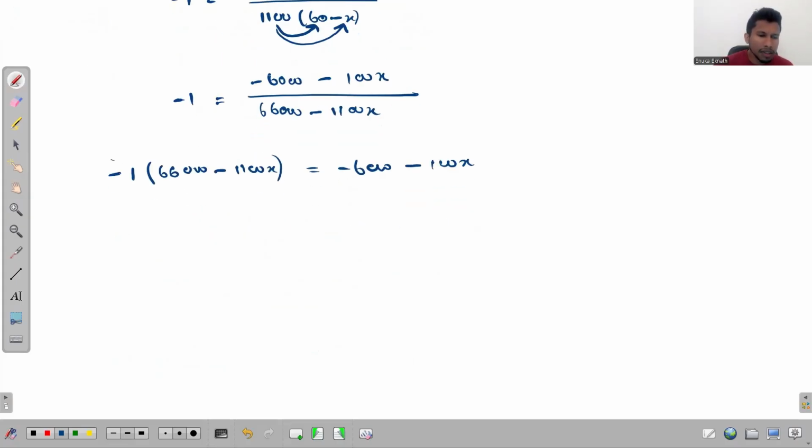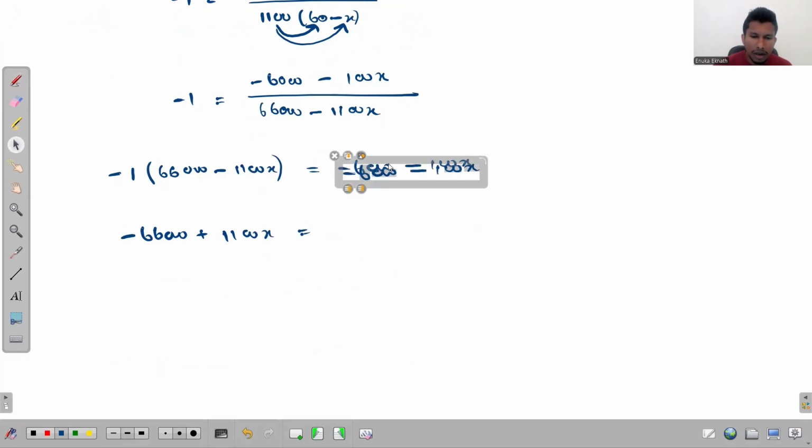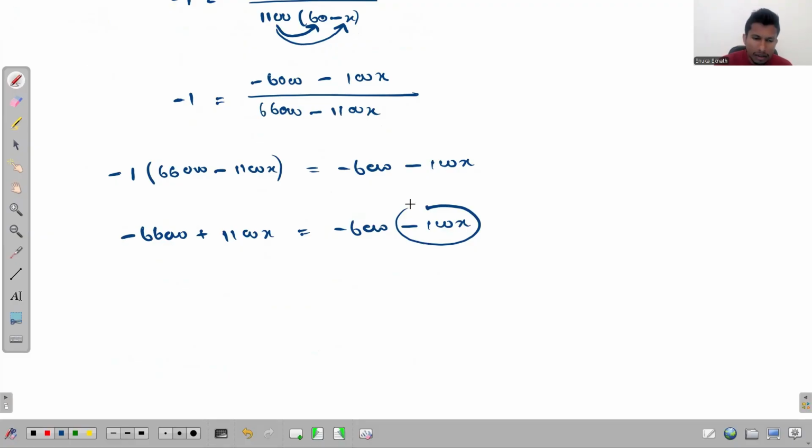Next, what happens when you multiply all these terms by this minus 1? The sign changes. So the first one becomes minus 66,000. This becomes plus 1,100 into x, which is equal to minus 6,000 minus 100 into x. And what happens now? You take this minus 100x to this side and you send this minus 6,000 to this side.